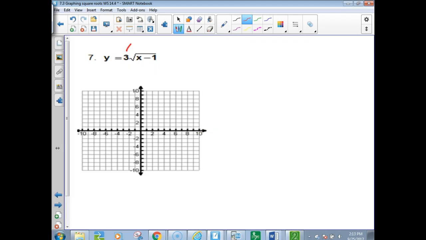Okay, we're going to stretch vertically. This is going to be a vertical stretch 3 times. It's going to go up 3 times as fast as normal. The x minus 1 has to be greater than or equal to 0, so x has to be greater than or equal to 1, giving us our domain from 1 to infinity. Our range we'll figure out.